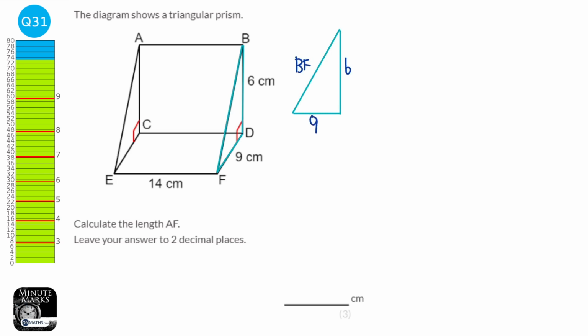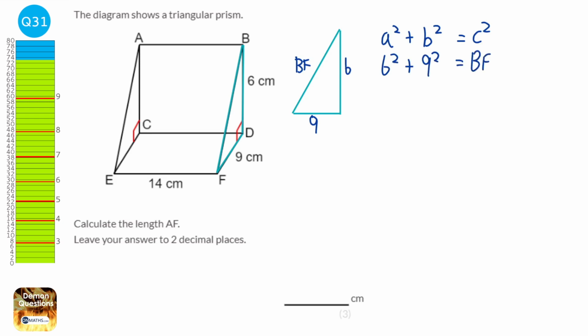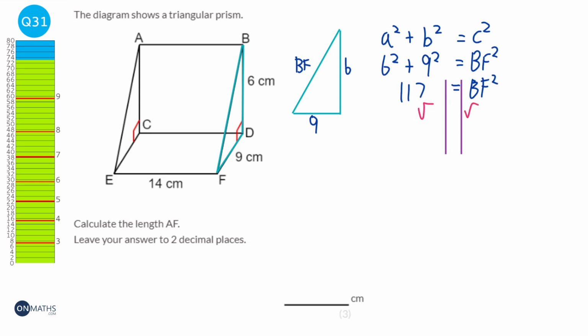And BF is this length here, this is 6, and then this is 9. So we're going to use Pythagoras, so it will be a squared plus b squared equals c squared, so it would be 6 squared plus 9 squared equals BF squared. 6 squared plus 9 squared is 117. And then we just get our solving bit in, just to square root both sides. And I can leave this as square root 117 for now.